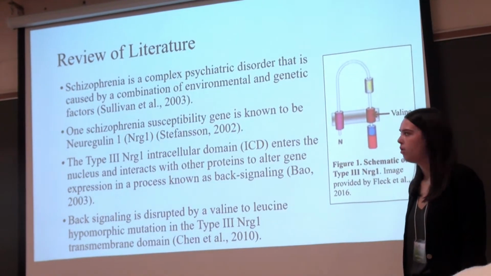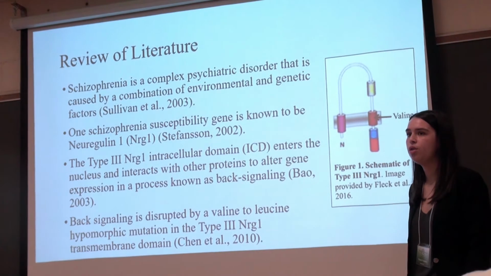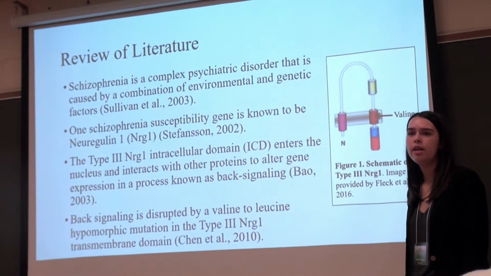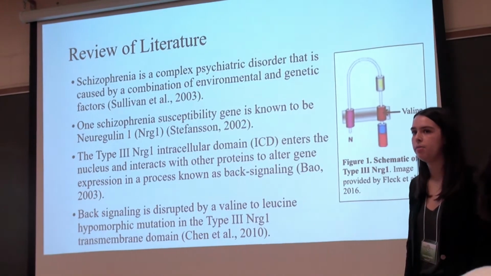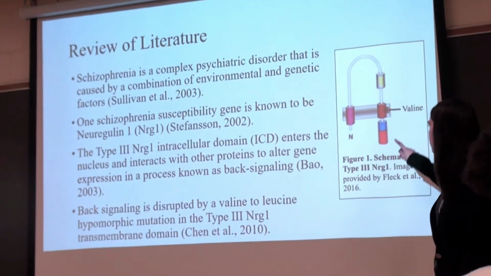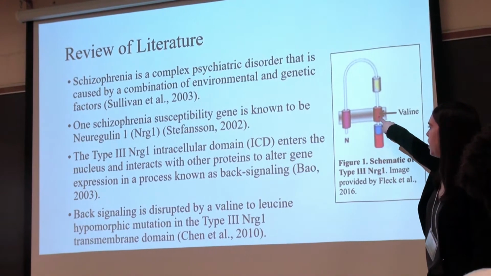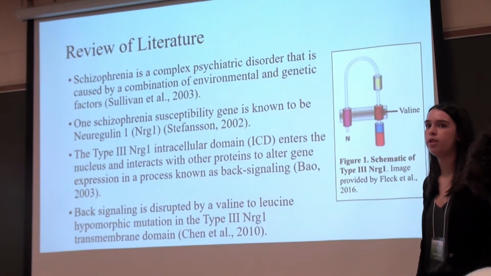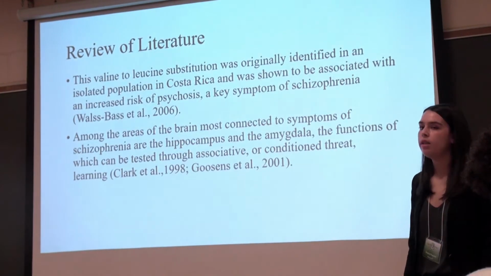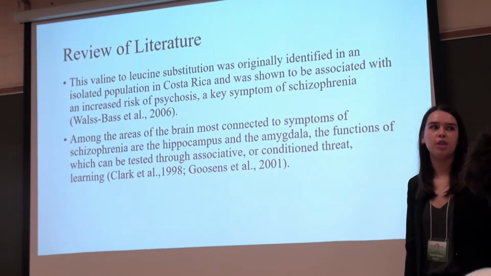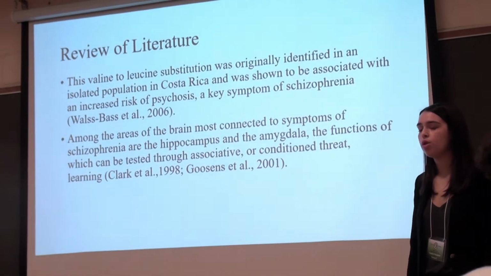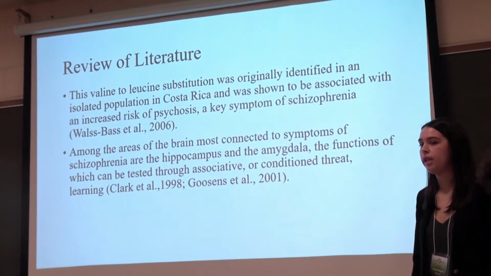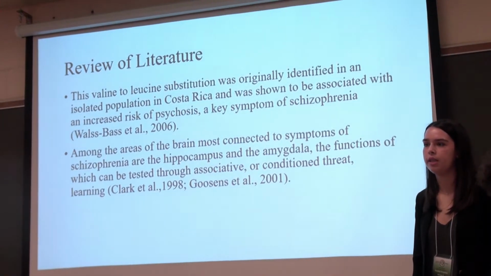It can detach from the cell membrane and enter the nucleus to alter gene expression in a process known as back signaling. This back signaling can be disrupted via a valine to leucine mutation in the transmembrane domain of type 3 neuregulin 1. The valine to leucine mutation was originally identified in an isolated population in Costa Rica. It was also shown to be associated with an increased risk of developing schizophrenia.